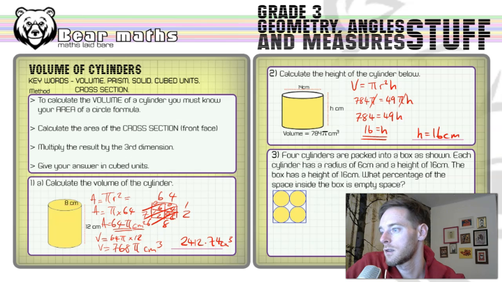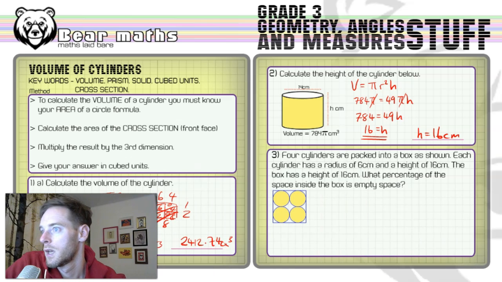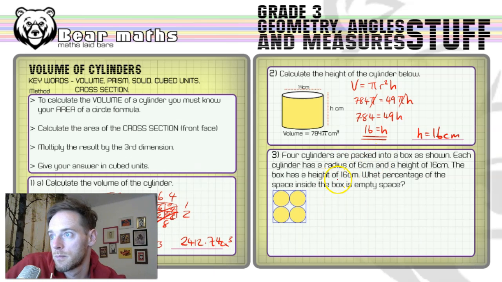All right, let's look at this third and final one. So a problem. 4 cylinders are packed into a box as shown. Each cylinder has a radius of 6 centimeters. That's not marked on there. It might be useful to mark it on there. So that means that if that's 6 centimeters to there, then it's 12 all the way across the diameter. So it's 24. So I'm going to write that as 24, 24 here.